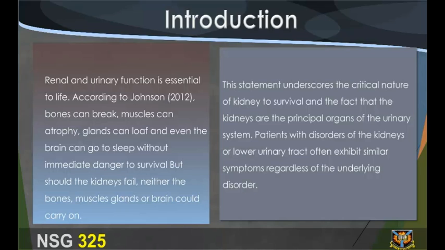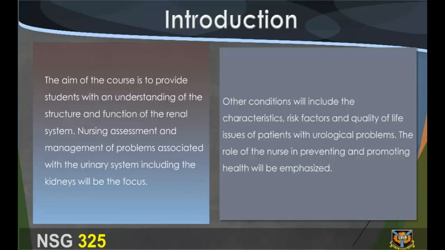Patients with disorders of the kidneys or lower urinary tract often exhibit similar symptoms regardless of the underlying disorder. The aim of the course is to provide students with an understanding of the structure and function of the renal system. Nursing assessment and management of problems associated with the urinary system, including the kidneys, will be the focus. Other topics will include the characteristics, risk factors, and quality of life issues of patients with urological problems. The role of the nurse in preventing disease and promoting health will be emphasized.